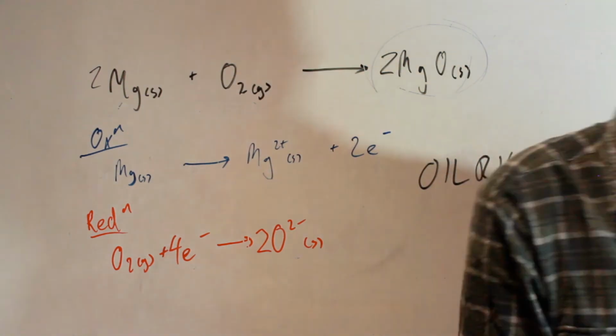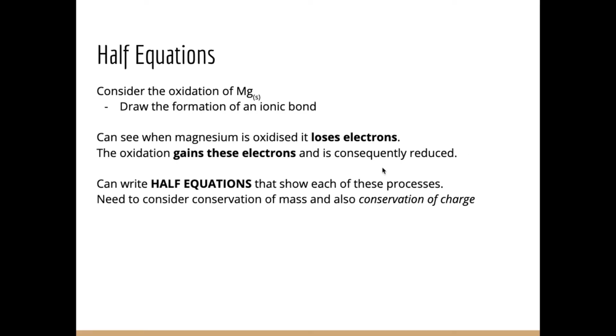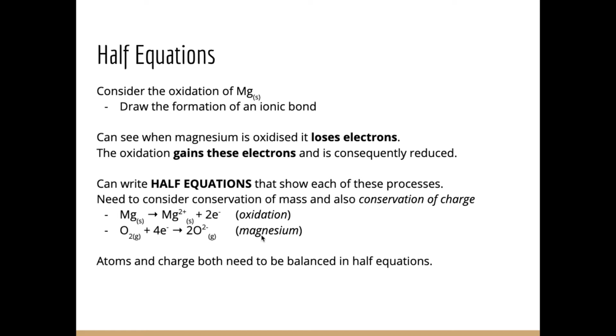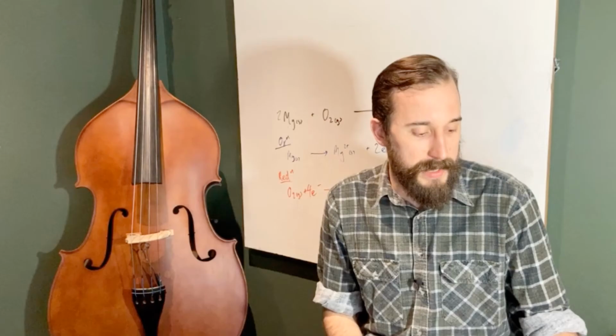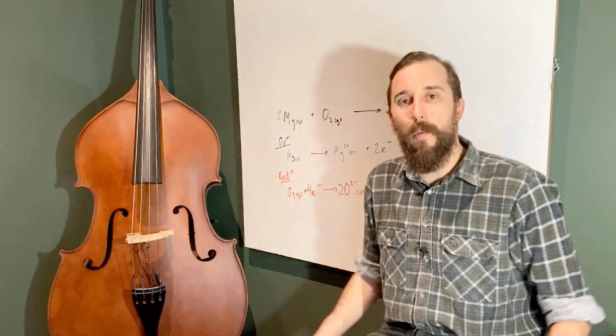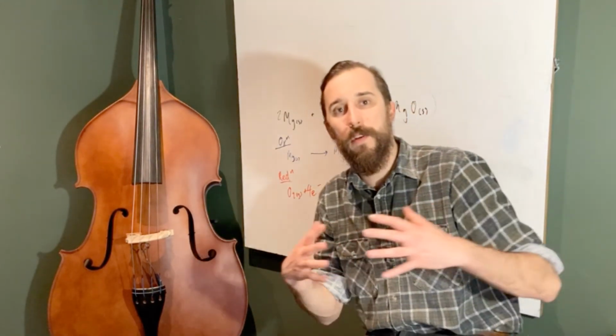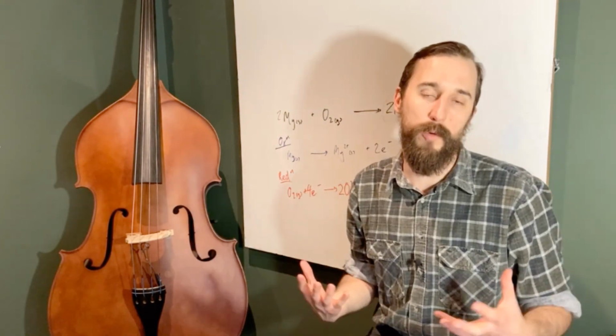Let's have a look at what I've got on my slides here. Cool, so that's that one, and that is that one. So the oxidation, the loss of the electrons, reduction, the gain of the electrons. Atoms and charge both need to be balanced in half equations. Okay, so we've got these half equations. Now what we can do is combine them to have full chemical equations.